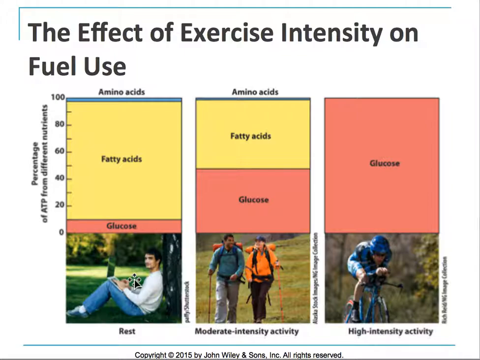The effect of exercise intensity on fuel use. This is showing you different levels of activity, and on the left we have the percentage of ATP from different nutrients. When you're at rest, the smallest amount of energy comes from amino acids, then some from glucose, and then some from fatty acids. As you increase the intensity of your physical activity, more and more of that energy comes from glucose.